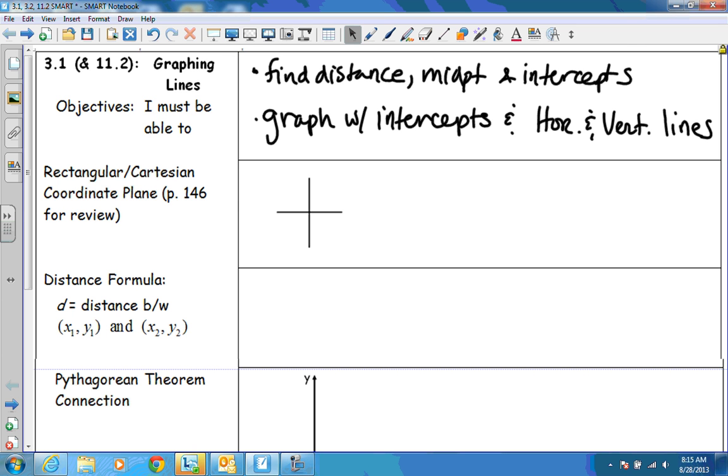Alright, so the rectangular Cartesian coordinate plane is split into 4 quadrants. We start in the top right with quadrant 1, and then which direction do we go? Yeah, counterclockwise, left. So then we have 2, 3, and 4, just to kind of remember quadrants.